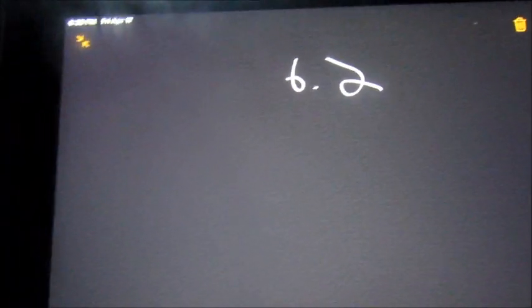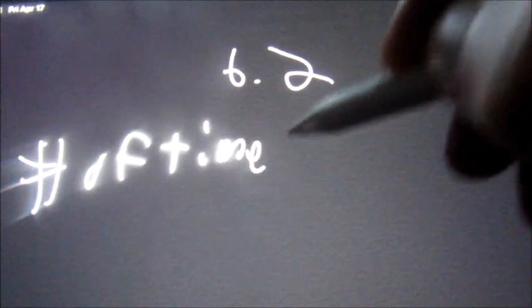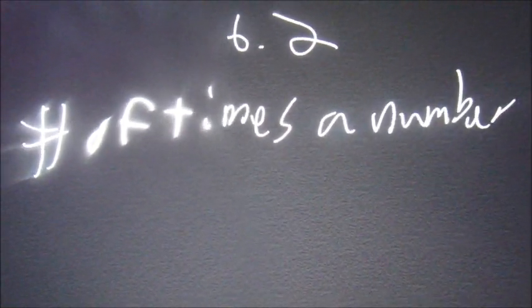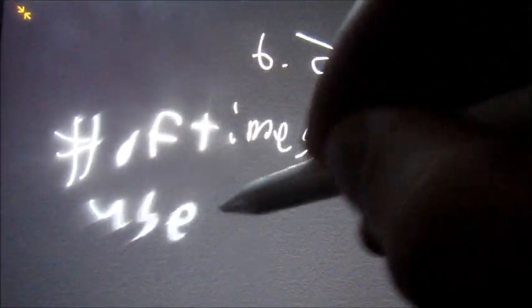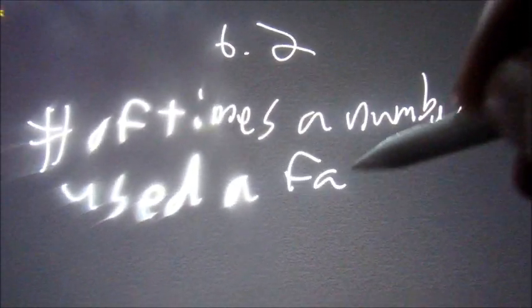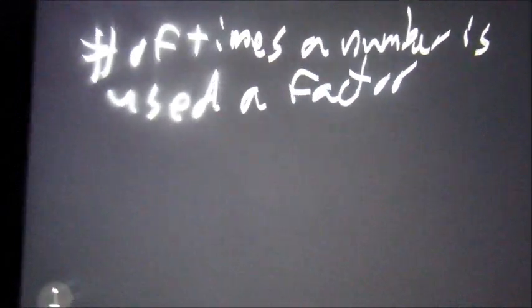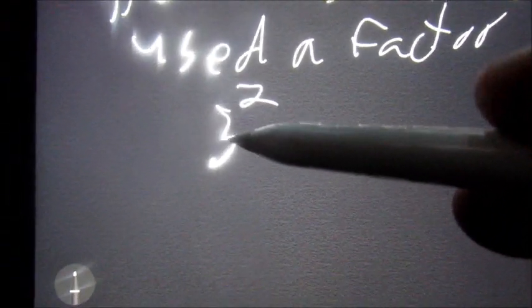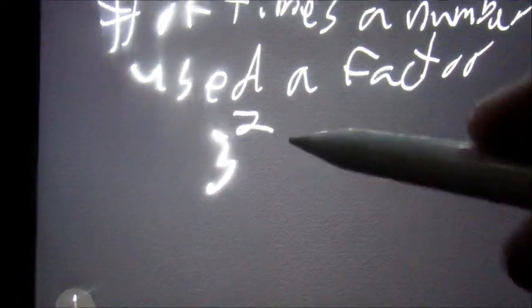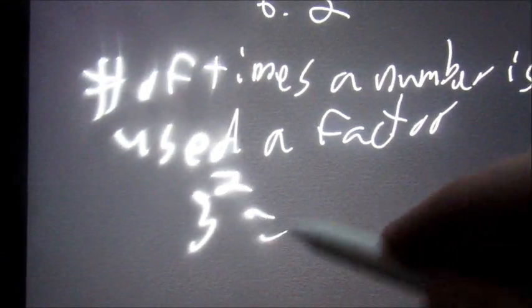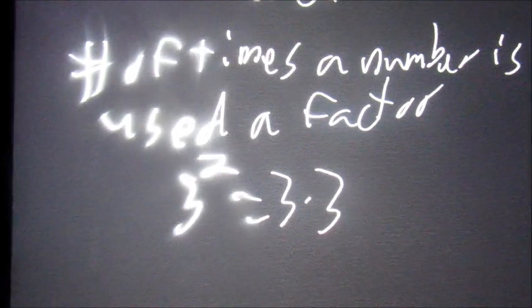6.2 is all about exponents and what we can do with them. So when we have an exponent, remember that is the number of times a number is used as a factor. So if we had something like 3 squared, we would have the number 3 as the factor, and it would be 2 times, which is 3 times 3.